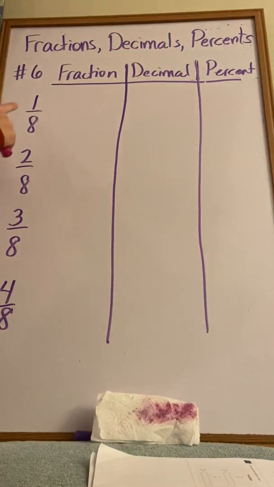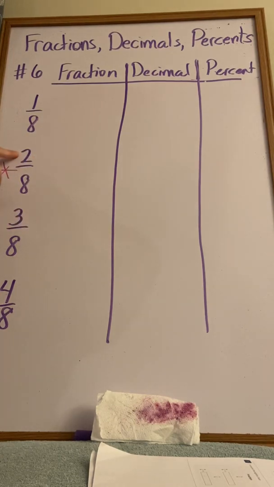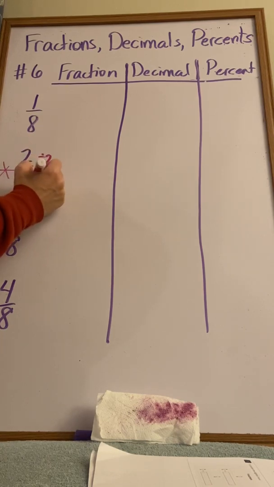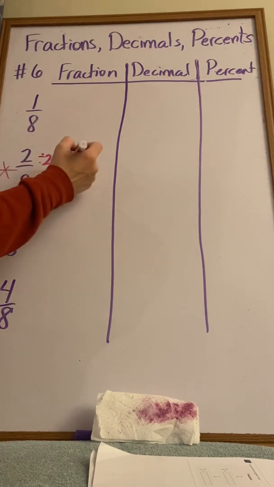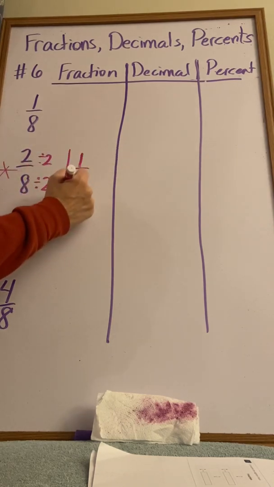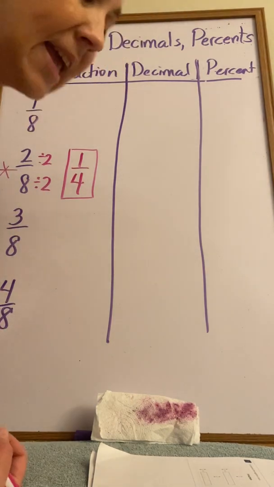So 1/8 I can't simplify because 1 and 8 don't really have anything in common other than 1. But 2/8, they're both even numbers. I can simplify that. And 4/8, they're both even numbers. I can simplify that. What do 2 and 8 have in common? They have a 2 in common. They're both even. 2 divided by 2 is 1. 8 divided by 2 is 4. So that's the same as 1/4. That's like going back to our quarters again.